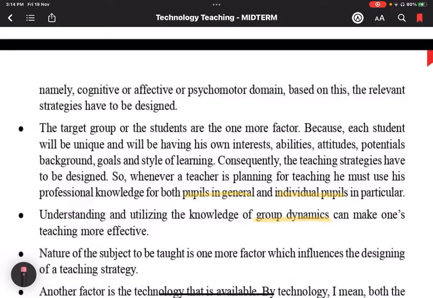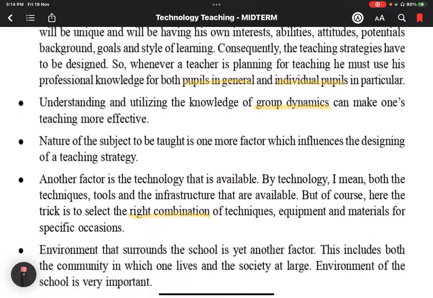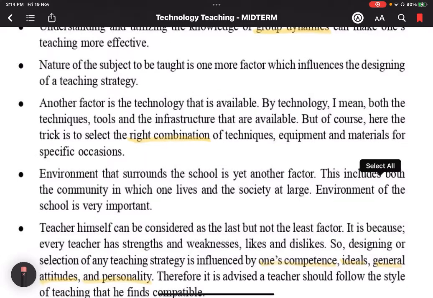Paano mo, no, turuan or paano mo i-motivate in learning ang isang class, ang isang grupo, no? Yun yung sinasabing knowledge of group dynamics. Next, we have the nature of the subject to be taught is one more factor. No? Yung nature, yung selection ng iyong content. Another factor is the technology. The right combination of techniques, equipment, and materials for specific occasions. Yan, nakaka-apekto yan sa iyong formation ng strategy.